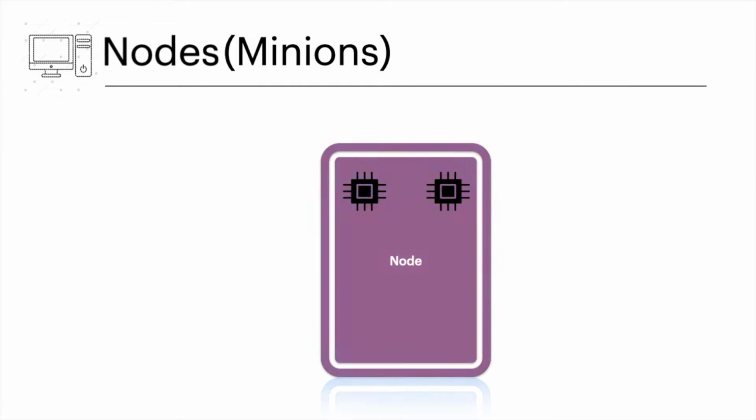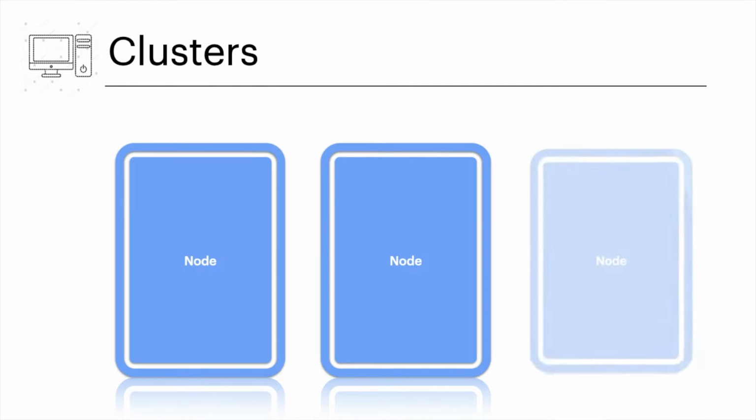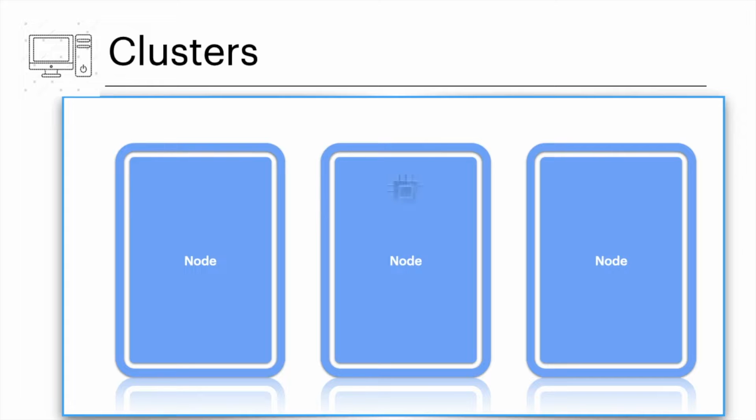So what if the node on which our application is running fails? Well, obviously your application goes down. So you need to have more than one node. A cluster is a set of nodes grouped together. This way, even if one node fails, your application is still accessible from the other nodes. Moreover, having multiple nodes helps in sharing load as well.